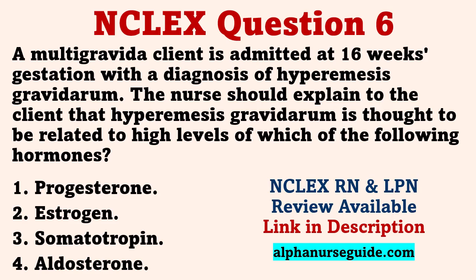Progesterone is a relaxant used during pregnancy and would not stimulate vomiting. Somatotropin is a growth hormone used in children. Aldosterone is a male hormone.